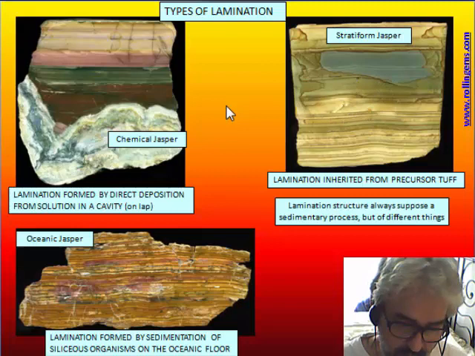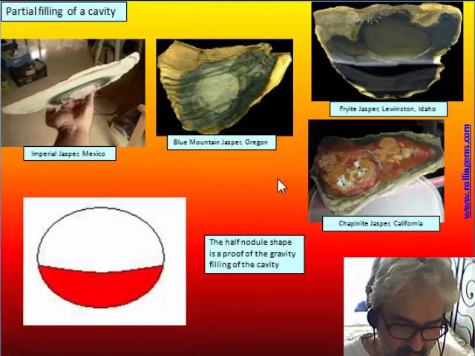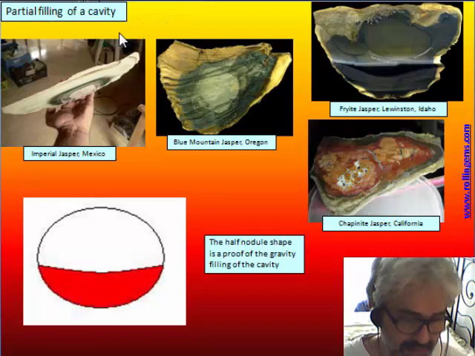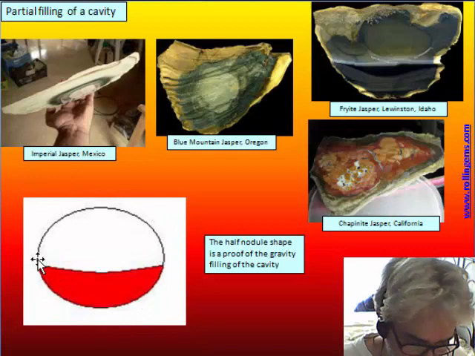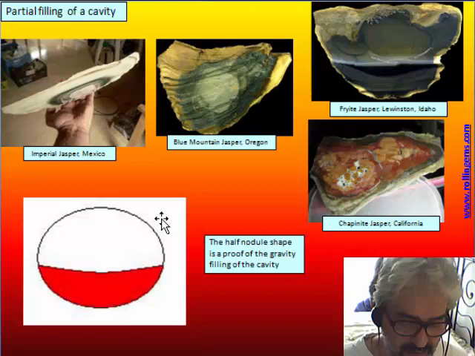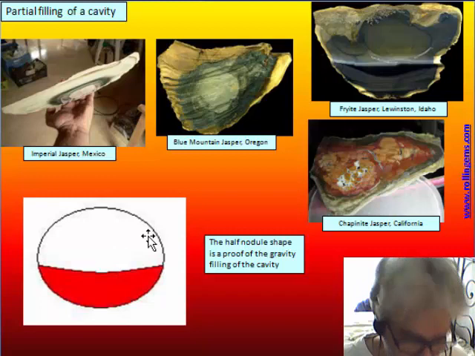So this is a different kind of structure inherited from the precursor of the tuff, but not peculiar to the jasper. Okay, also we see that there is the possibility to partially fill a cavity. We are used to seeing full nodules, like in agate or in amethyst geodes, where all the crystal or the chalcedony is coating the wall of the cavity. In this case, jasper is not always fulfilling the cavity, so it's common to find half filled or partially filled cavities.